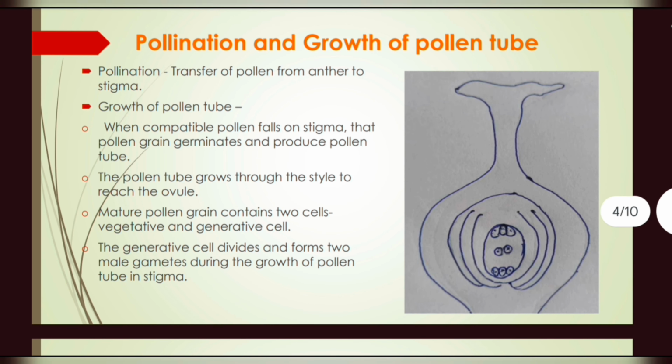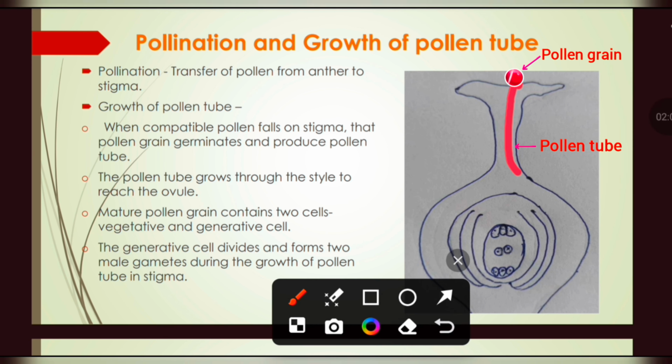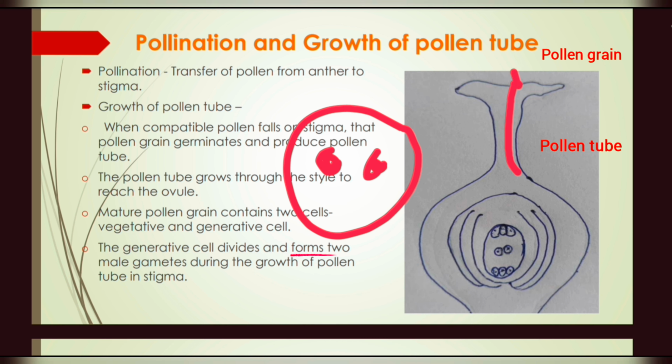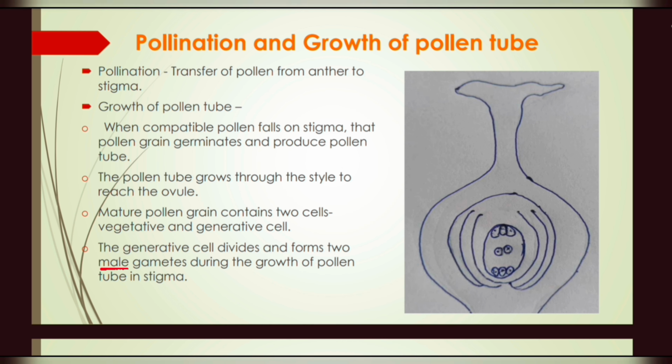Now come to pollination. Pollination is the transfer of pollen grains from anther to stigma. After pollination, when viable or compatible pollen falls on the stigma, the pollen grain germinates and produces a pollen tube. A mature pollen grain contains 2 cells, the vegetative and generative cell. The generative cell divides and forms 2 male gametes during the growth of the pollen tube.